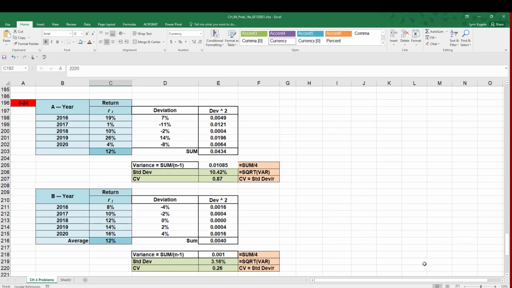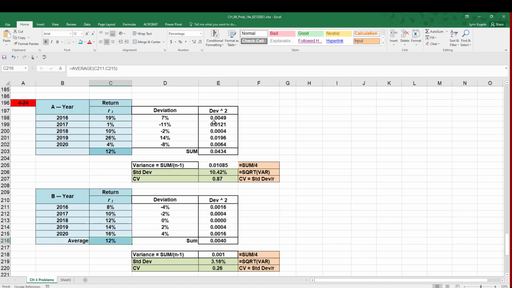Number 24. The historical returns for two investments, A and B, are summarized in the following table, 2016 to 2020. On the basis of a review of the return data, which investment appears to be more risky and why? Okay, there's investment A. Average return 12% for both of them, A and B.